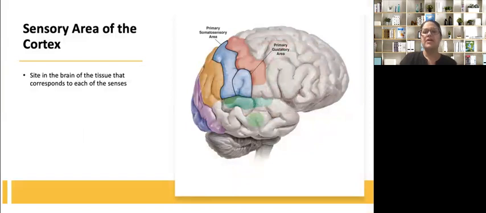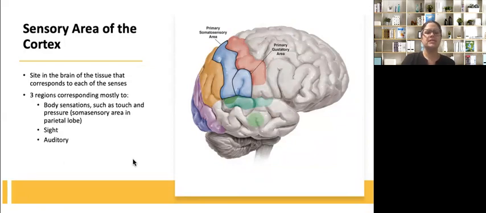Now, we also have an area in the brain that corresponds to each of the senses. So this is known as the sensory area of the cortex, and it's located in the parietal lobe. There are three main regions of the sensory area in the cortex. One corresponds primarily to body sensations, so things like touch and pressure. The second region corresponds primarily to sight, so visual processing. And the third main region corresponds primarily to sound, so auditory processing.